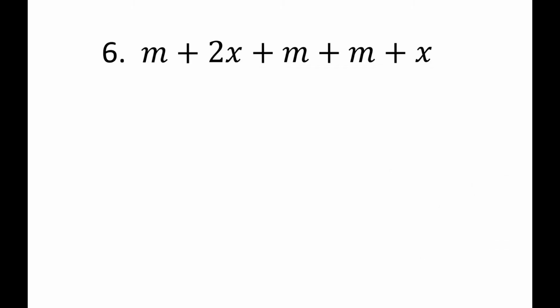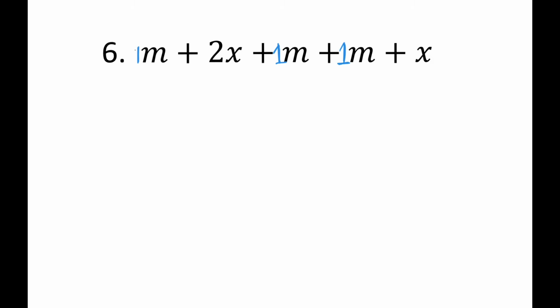Number 6 is not using the distributive property. We don't have parentheses, but we do have variables and like terms. Like terms are the ones that have the same variable with the same exponent. And I do see an m plus a 2x plus another m plus another m plus x over here. Remember that a variable that doesn't have an actual number has an invisible 1. So this m is 1m, and I'm just going to put that right there so you remember. The other m over here also has a 1, and the next m also has a 1.